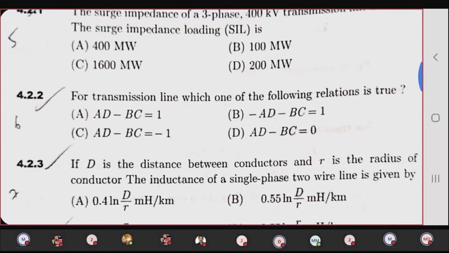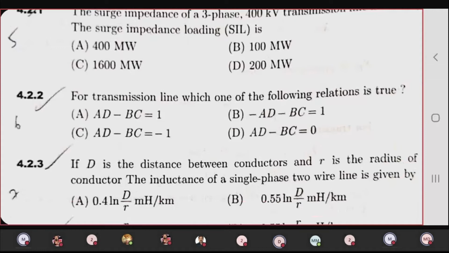For a transmission line, which one of the following relations is true? You have four relations in front of you. First one is AD minus BC equal to 1. Option B, AD minus BC equal to 1. Option C, AD minus BC equal to minus 1. And option D, AD minus BC equal to 0. So which of the following relations is true depends upon the transmission line parameters, A parameter, B parameter, C parameter, D parameter.